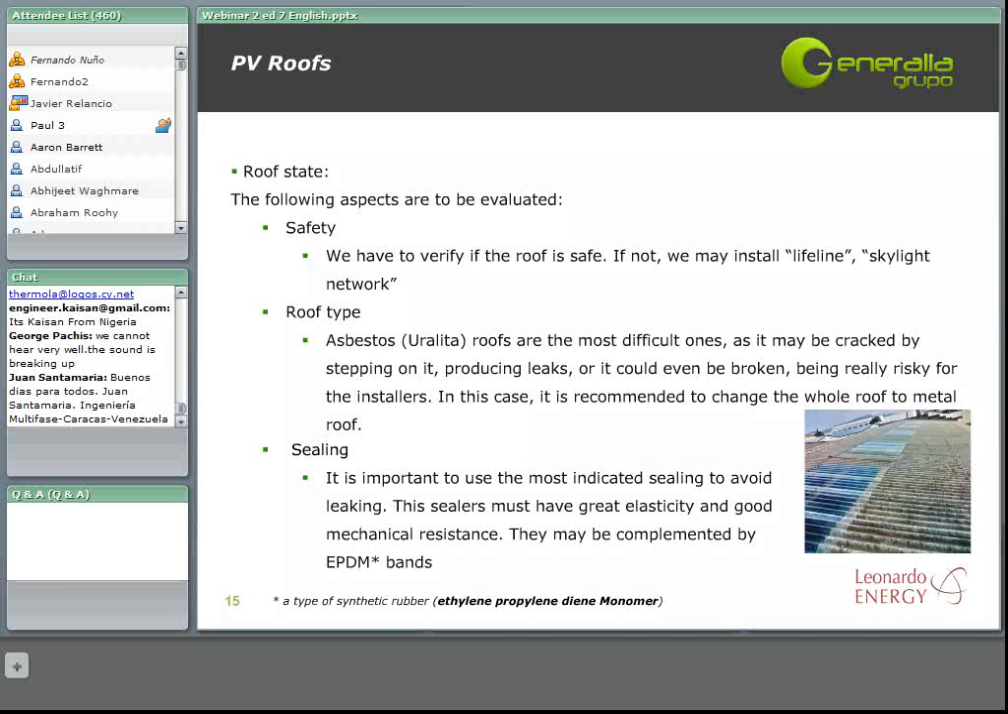Anyway, for any of the solutions that we take, we should consider the following aspects: the safety, the roof type, and the ceiling. In the safety, it is very important to install a lifeline or a skylight network if we consider the roof is not safe enough for working on it. If the roof type is asbestos, then it might be dangerous to install an anchoring system. Sometimes it is recommended to change this type of roof to metal roofs. It is important to consider this during the project design and calculation, because it may be cracked by stepping on it, producing leaks, or it could even be broken, and this could be really risky for our workers. Finally, we have the ceiling, which is really important to avoid leaking.